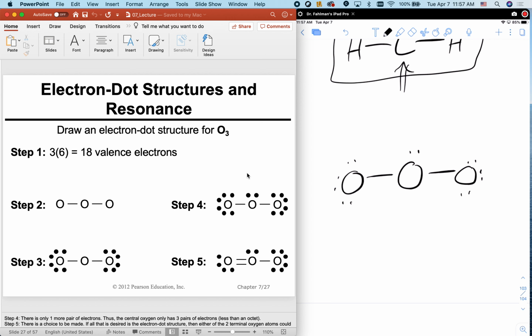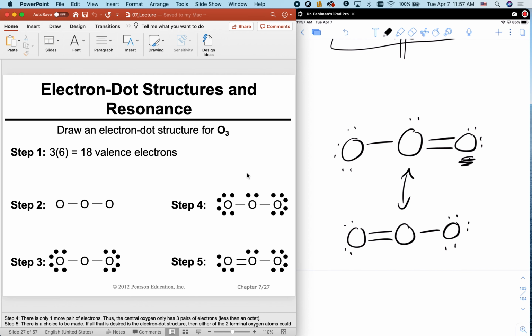Then you look at the oxygen. The central oxygen isn't an octet, so you can form a double bond from one of these. But you could have also done that from the other side. And so this is why ozone actually has a resonance structure.